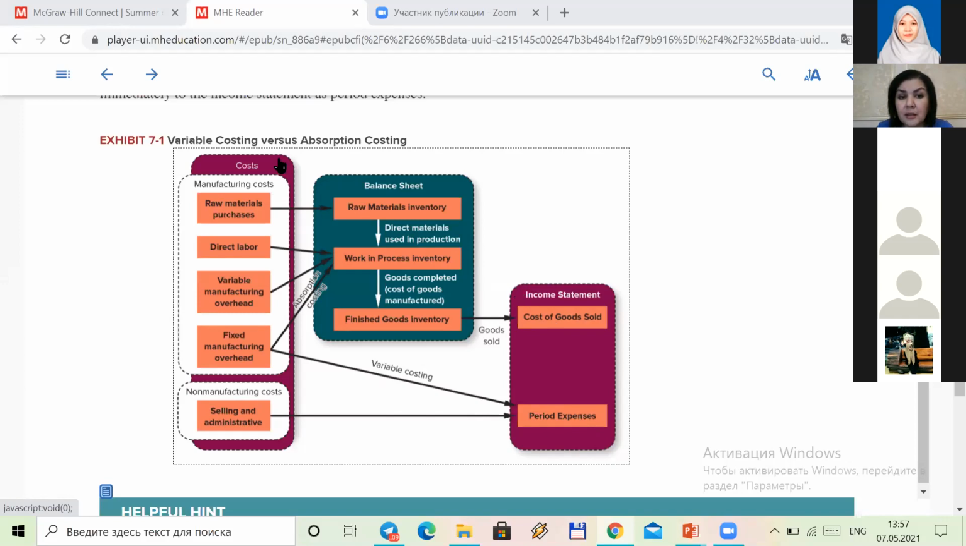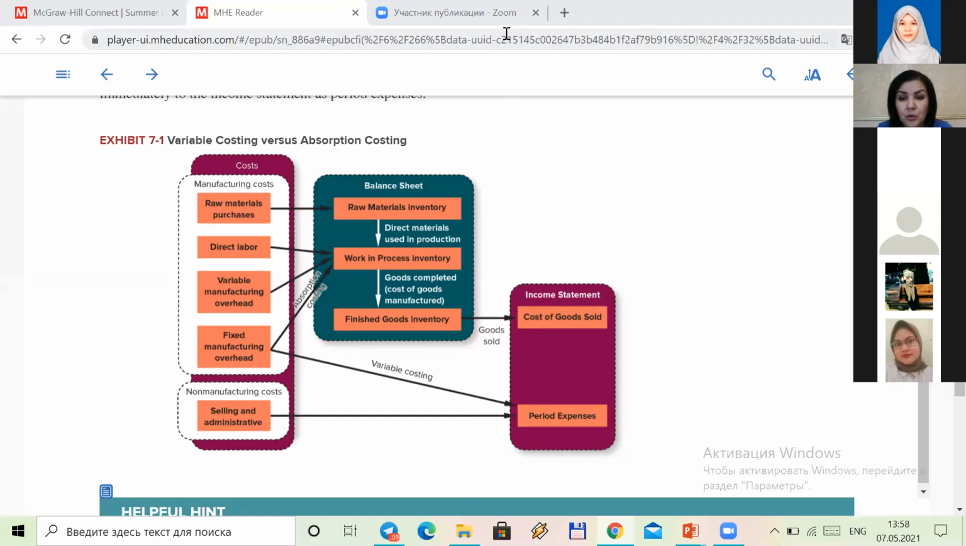So this is variable versus absorption costing. Have you got the point? Have you got the difference? It is very important and vital to know which costs are included on the variable costing system and which of them are included under absorption costing. Okay, now let's move on with our presentation.